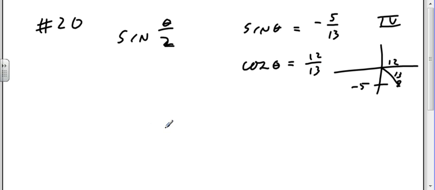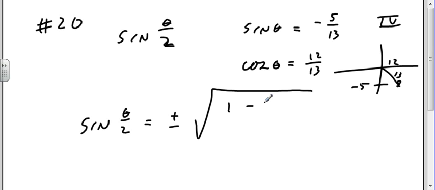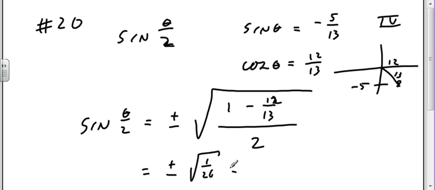All right, now I need the sine of theta over 2. So I go to the half angle formula, and I see the sine of theta over 2 is going to be plus or minus the square root of 1 minus the cosine, 12 over 13, divided by 2. All right, well, that's going to be plus or minus, that's 1 over 13. That's the square root of 1 over 26. So we call that plus or minus the square root of 26 over 26. Okay.